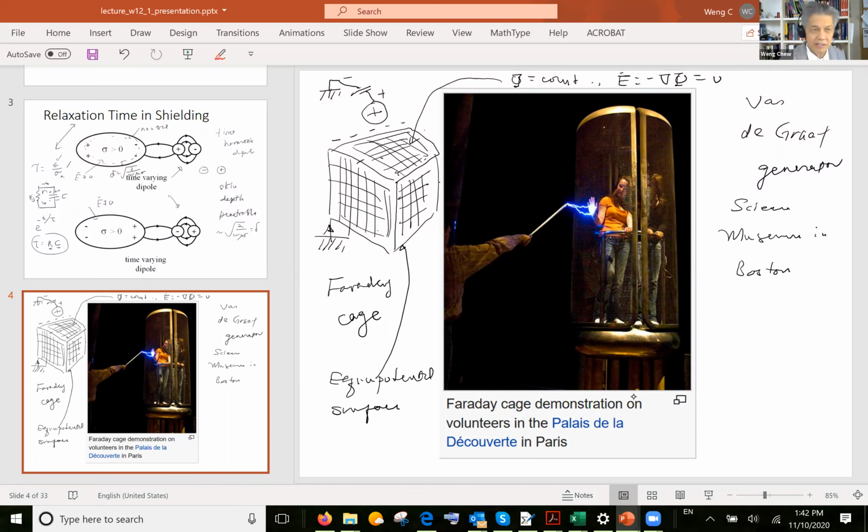I'm not sure you can see this in Chicago. There's a Science and Technology Museum in Chicago. I don't think they have a Faraday cage there, but you can definitely find one in the Science Museum in Boston, because I've seen the one there before, just recently, maybe 2017. Any question on how a Faraday cage works?